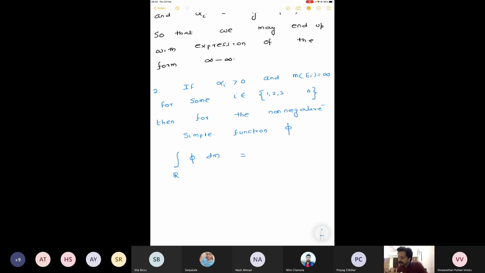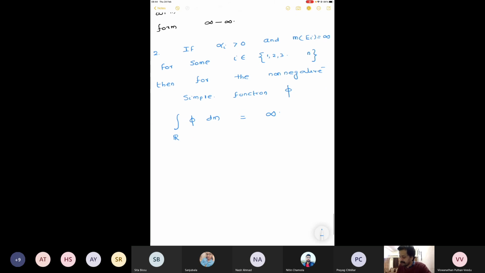Infinity. It will be infinity. I don't bother what the other values are. You will have one term, alpha I times the measure of E_I, in the summation. Okay, it will be infinity. If you want an example, okay, you take phi to be the characteristic function on (0, infinity).